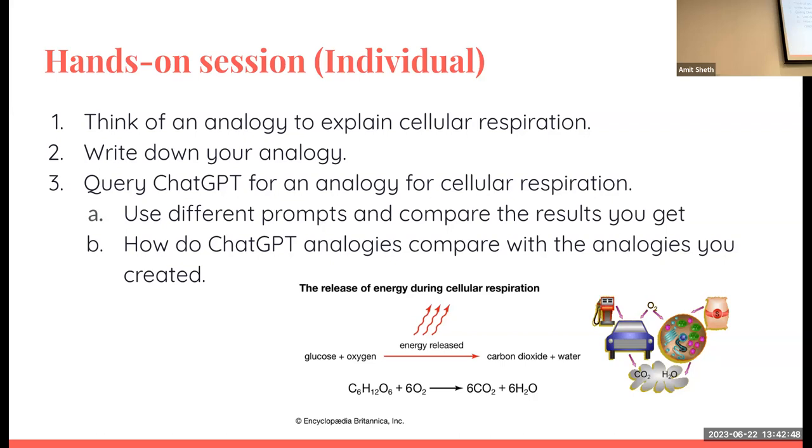So let's say I want an analogy, but maybe I like movies more, or some of you like music more or sports more. If I actually give you an analogy from the domain that you're interested in, you might remember it better. So how can ChatGPT do that?